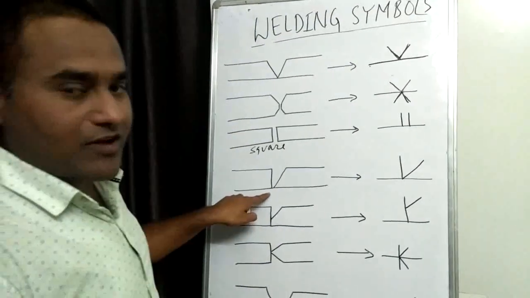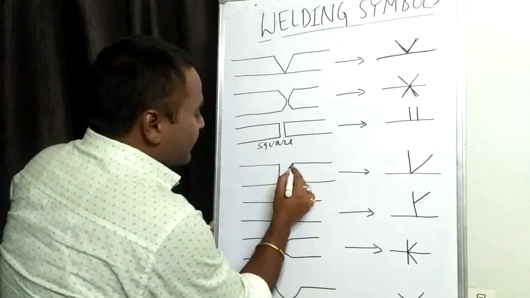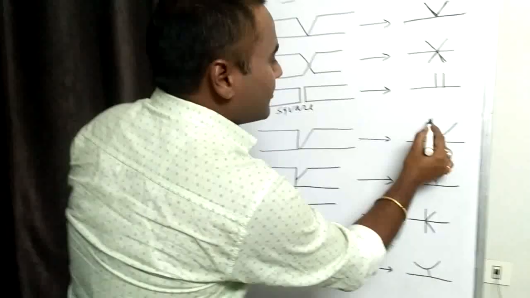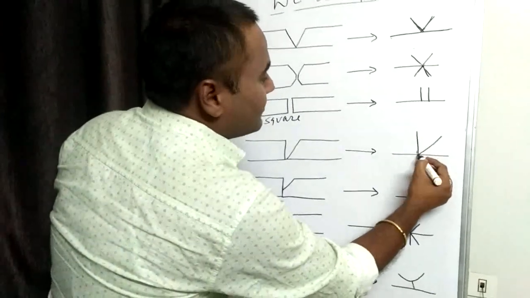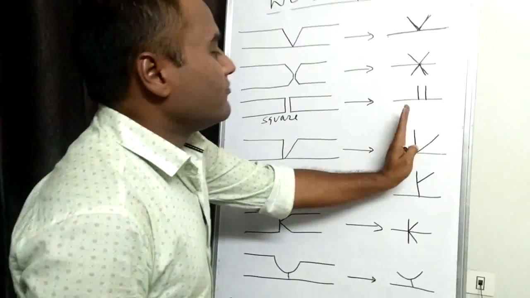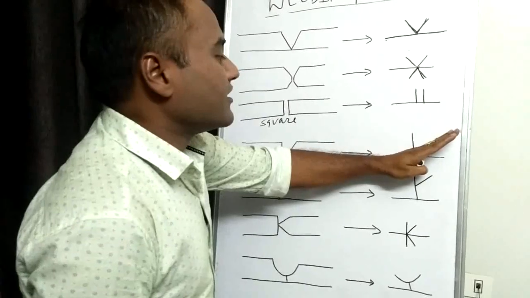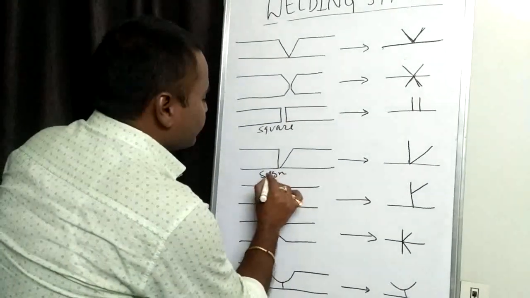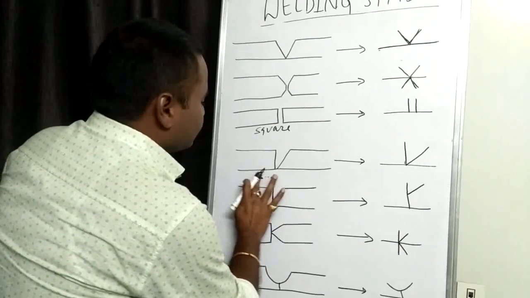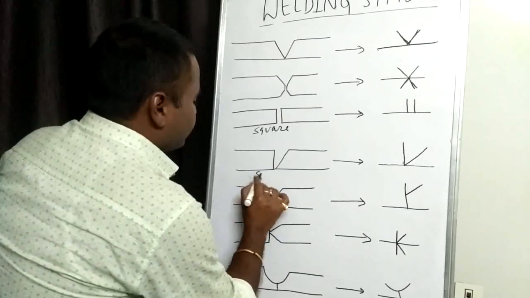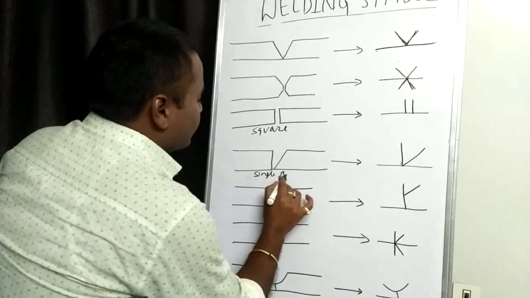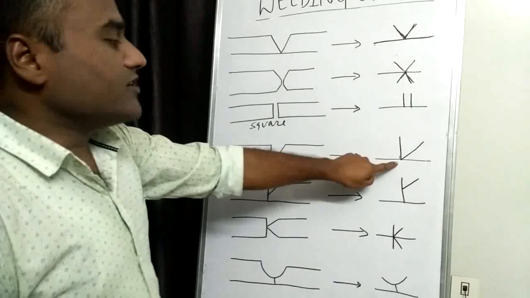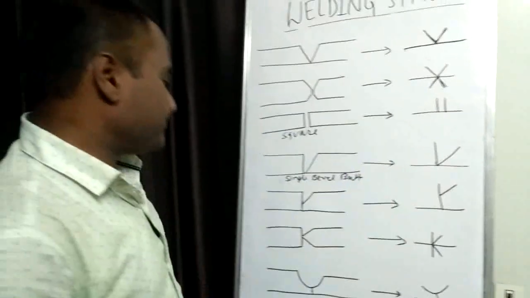For single bevel butt, see, this one is straight and this one is beveled. For single bevel butt, one straight line and one angular line, like this way. One straight line and one line at an angle. So this is single bevel butt. For single bevel butt joint, this elementary symbol has to be used.